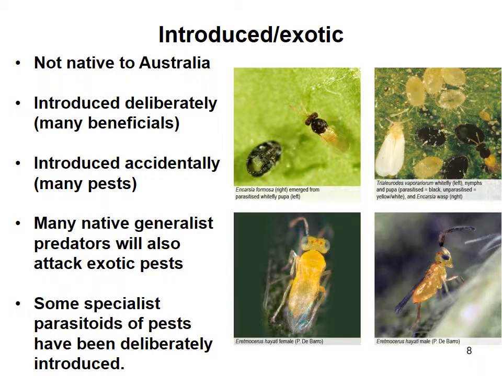Some specialist parasitoids of pests have also been deliberately introduced, and we can see an example pictured here. This shows Encarsia formosa, which was introduced to Australia in 2004 to help control the greenhouse whitefly. It's a parasitoid of late-stage pupa, and these whitefly pupa turn black when they've been parasitised.